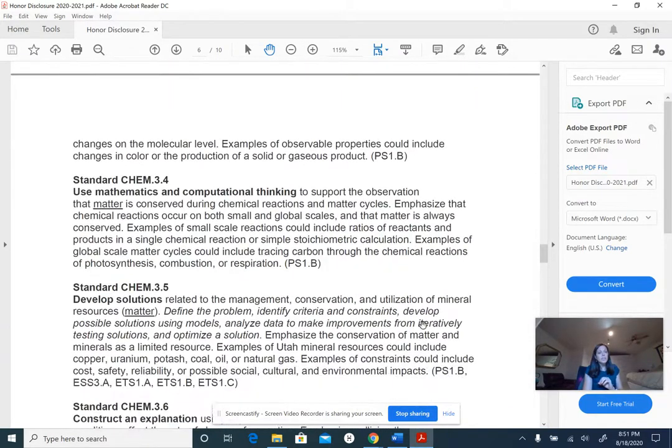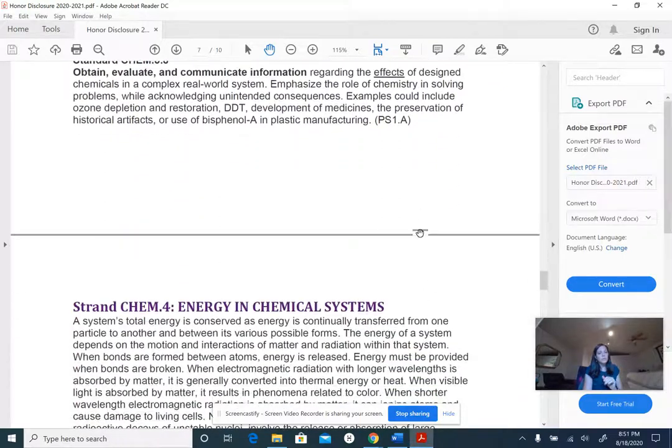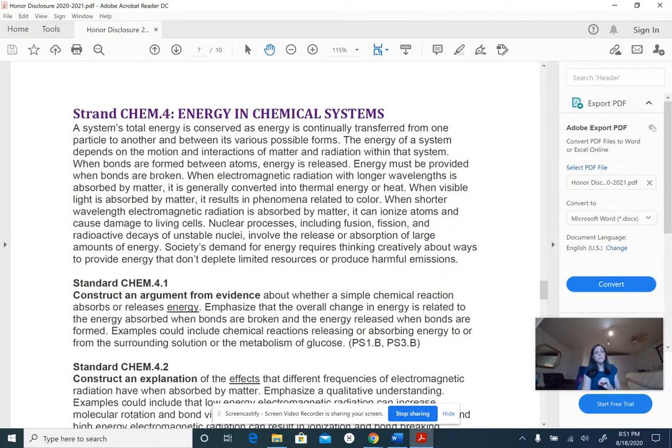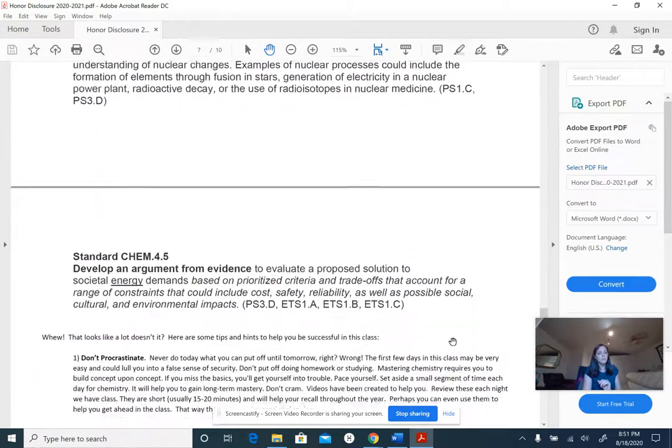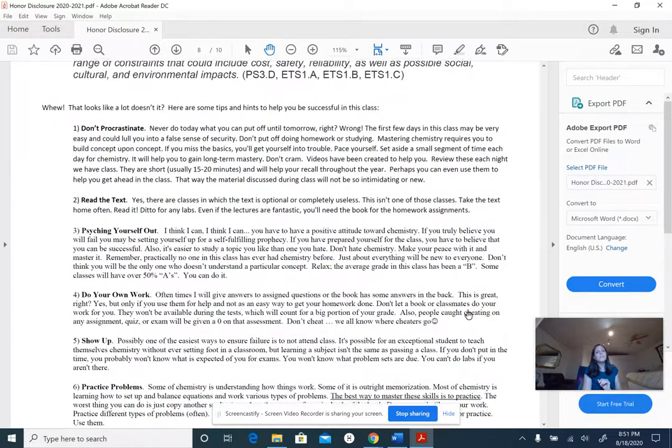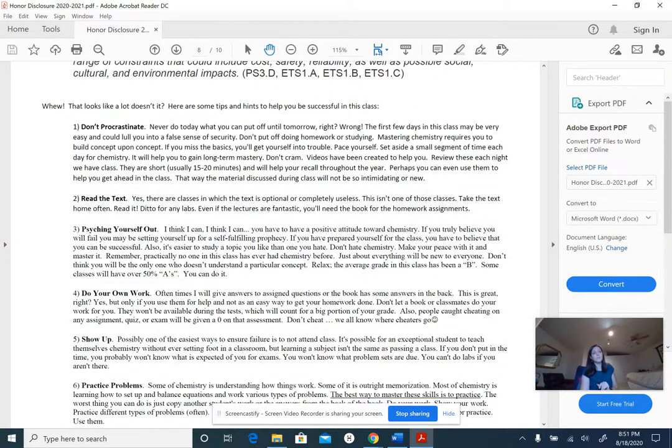Then in strand 4, which will be fourth quarter, we're going to be talking about energy in chemical systems. So we're going to be talking about thermochemistry, how we measure energy, the different types of energy of different types of reactions, especially nuclear versus conventional chemical reactions. We're also going to be talking about batteries and how they work, a little bit of electrochemistry, a little bit of oxidation reduction, and all of those kinds of things, and the energy that we have coming off of those reactions.